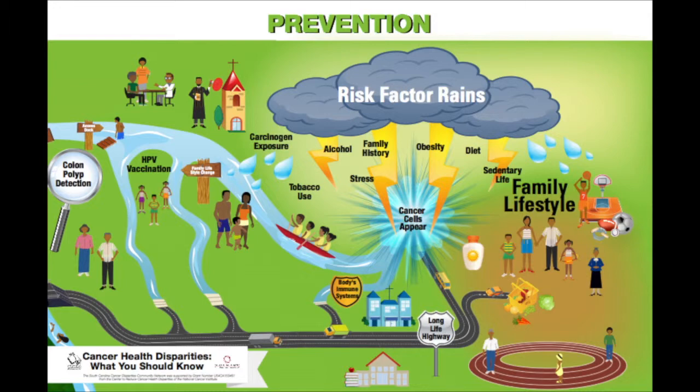We can see a family heading down the stream together because of the way that they share their worldview and their family behavior. Also, you can see churches that are on this map, and you see a patient advocate shown at the top that can be important in learning about how to prevent cancer.